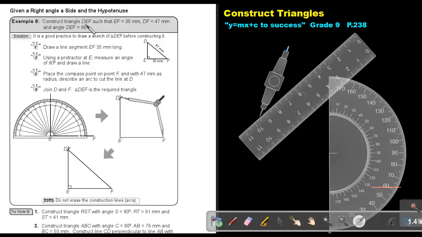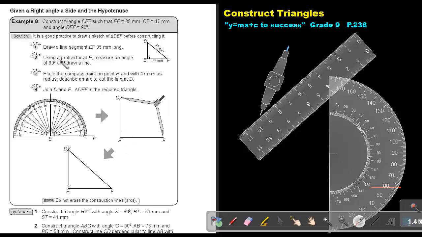Construct triangle DEF such that EF equals 35 millimeters, DF equals 47 millimeters, and angle DEF equals 90 degrees. So first make a rough sketch and fill in all your information. Then draw a line segment EF 35 millimeters long. You can make a long line and then use your compass, put it on 35 millimeters, and cut.